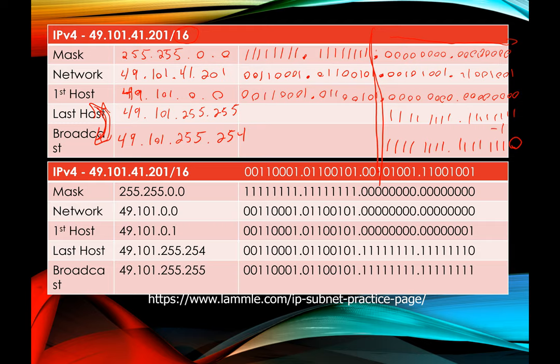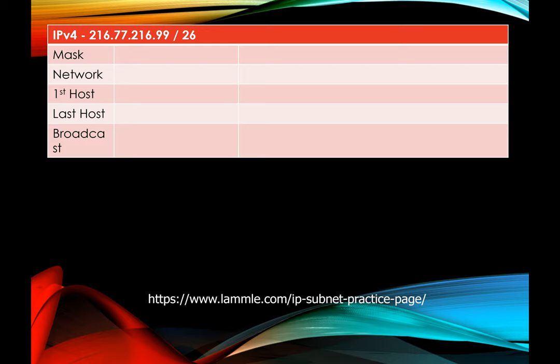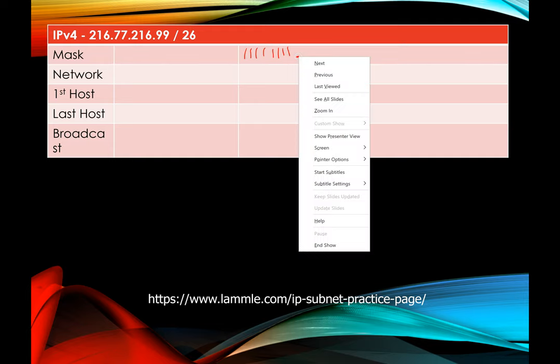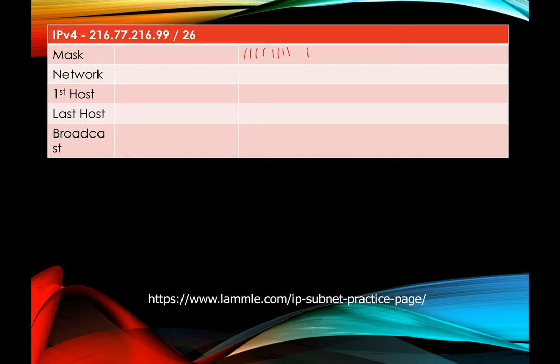So here we'll do it one more time. Our subnet mask is 26. So that means we have 26 ones. 1, 2, 3, 4, 5, 6, 7, 8. Never had to do this on a computer before. 1, 2, 3, 4, 5, 6, 7, 8. 1, 2, 3, 4, 5, 6, 7, 8. So that gives us 24, 25, 26. And then we fill the rest in with zeros to complete the octet.